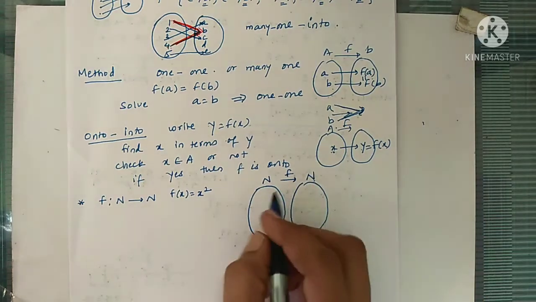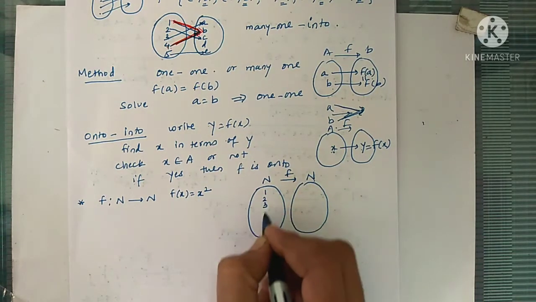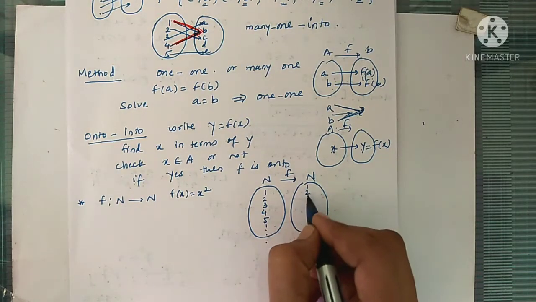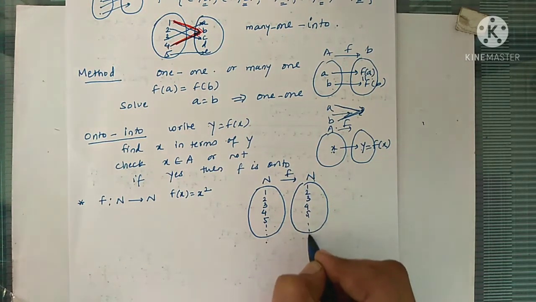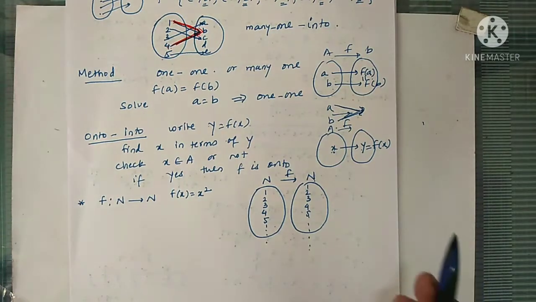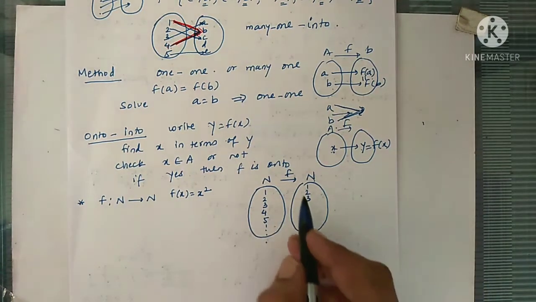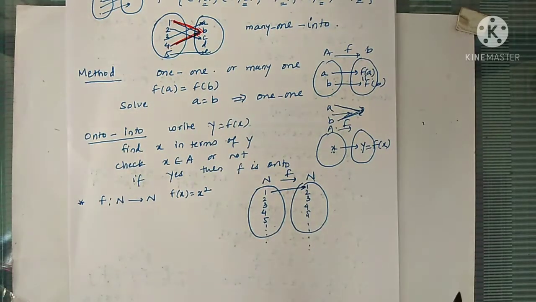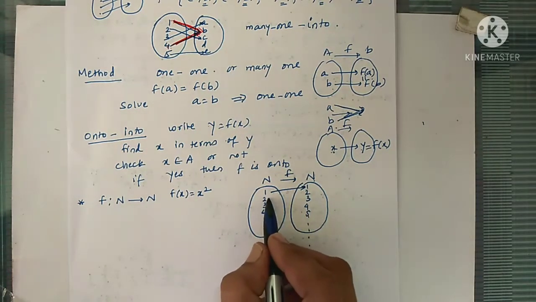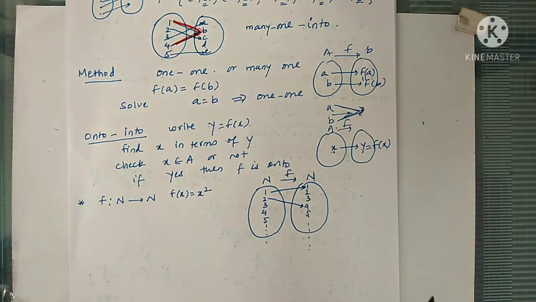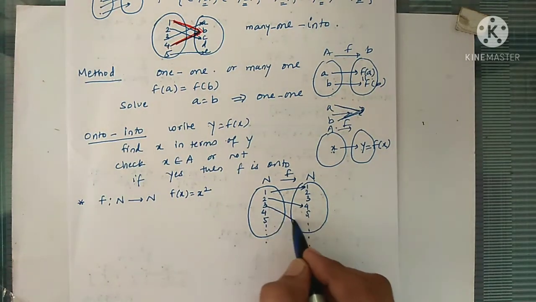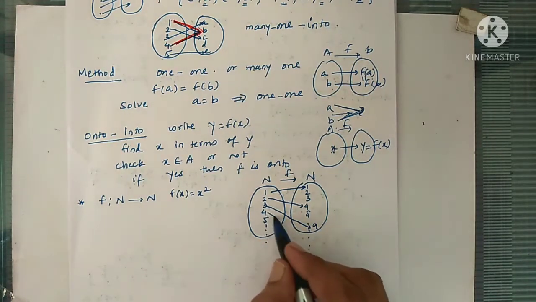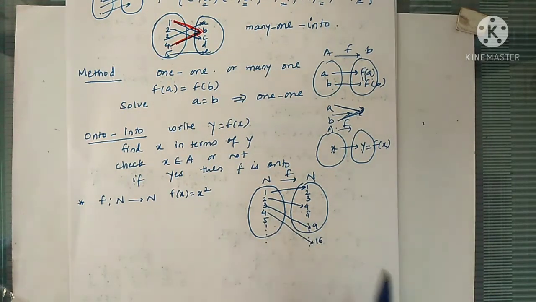So here I am drawing this arrow diagram: 1, 2, 3, 4, 5. It is an infinite set. Again here also we have 1, 2, 3, 4, 5, infinitely many elements. So the function is x square. So square of 1 is 1, so image of 1 is 1. 2 square is 4, so image of 2 is 4. 3 square is 9, so 9 lies somewhere here. 4 square is 16, so like this.